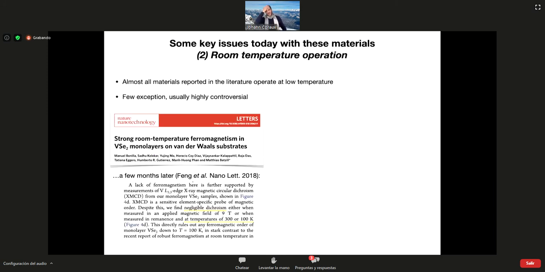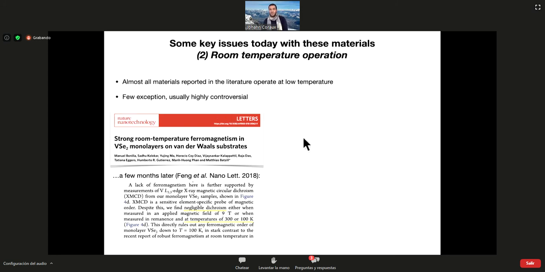Okay, so the second issue I would like to mention, and it's really a crucial one in view of applications, is the problem of room temperature operation. It's a very practical problem. Actually, almost all materials that have been reported in the literature to date have Curie temperatures, or Néel temperatures if we're dealing with antiferromagnets, that are below or well below room temperature. There are few exceptions though, and usually they are, I would say, much debated.